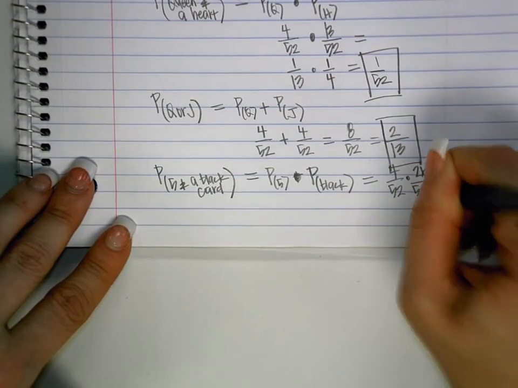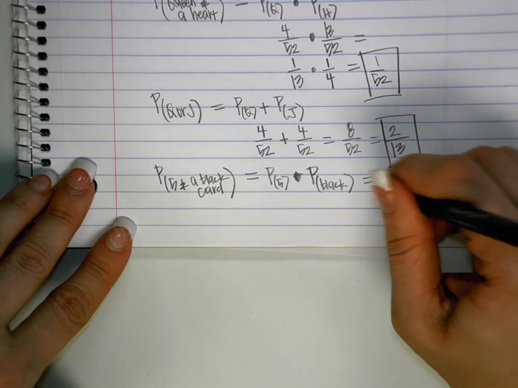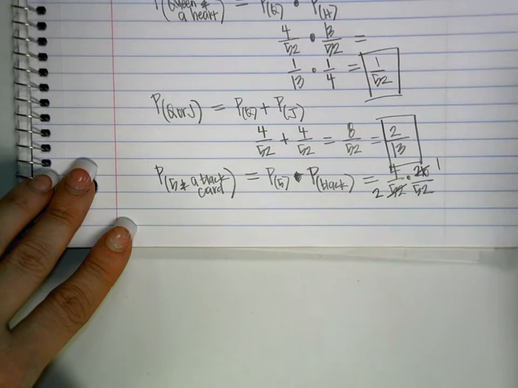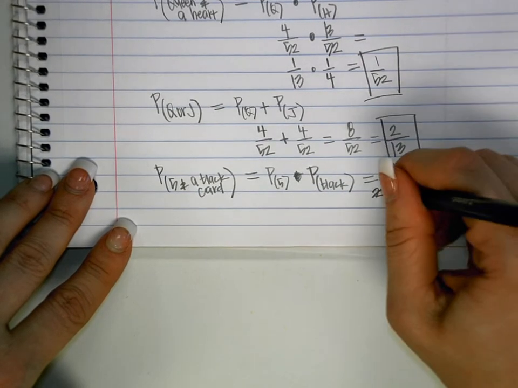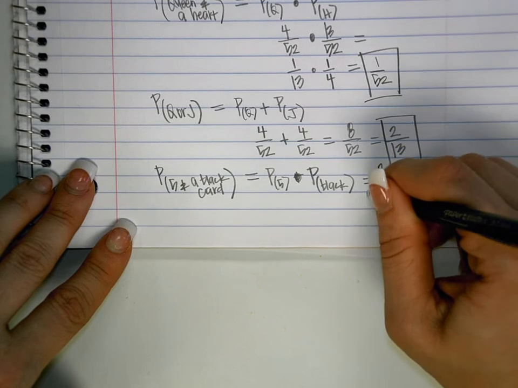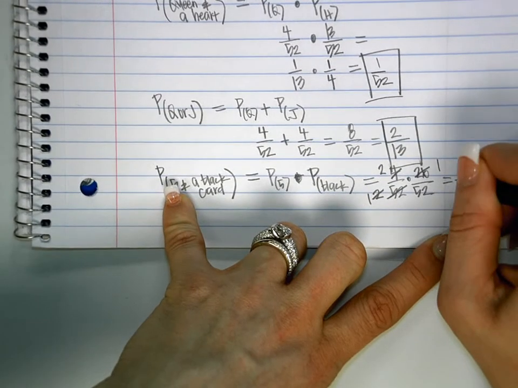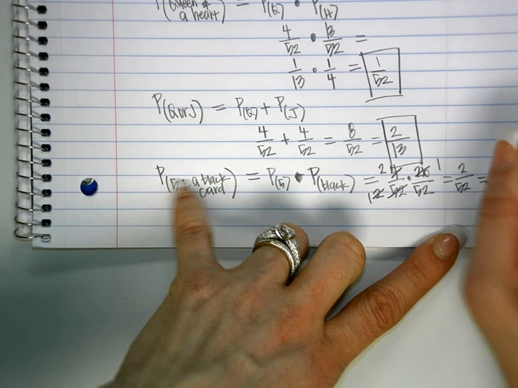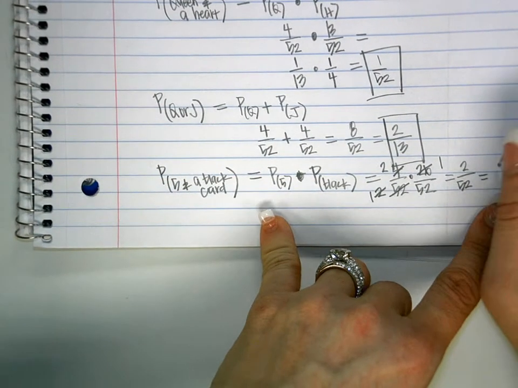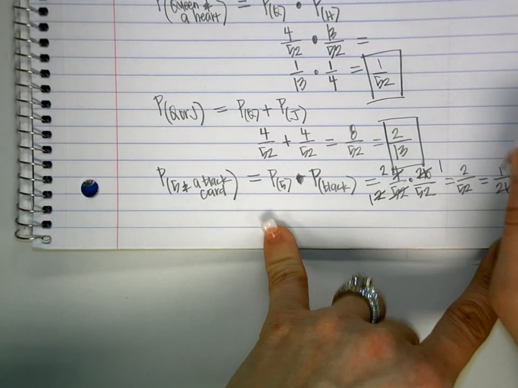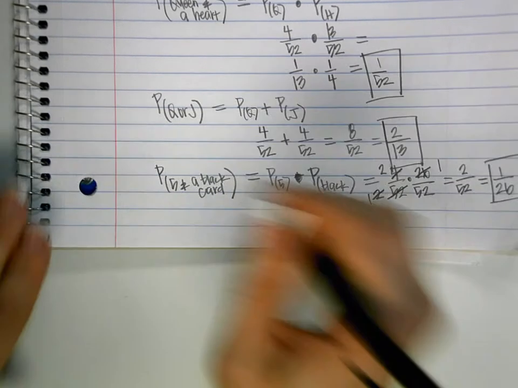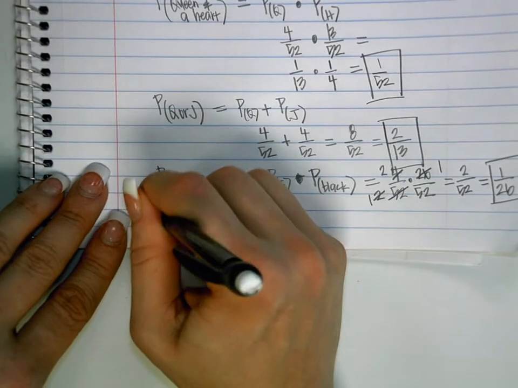Okay, if you cross cancel these, it's going to leave you a 2 and a 1. So really, your probability is 2 out of 52, which is equal to what? 1 out of 26.